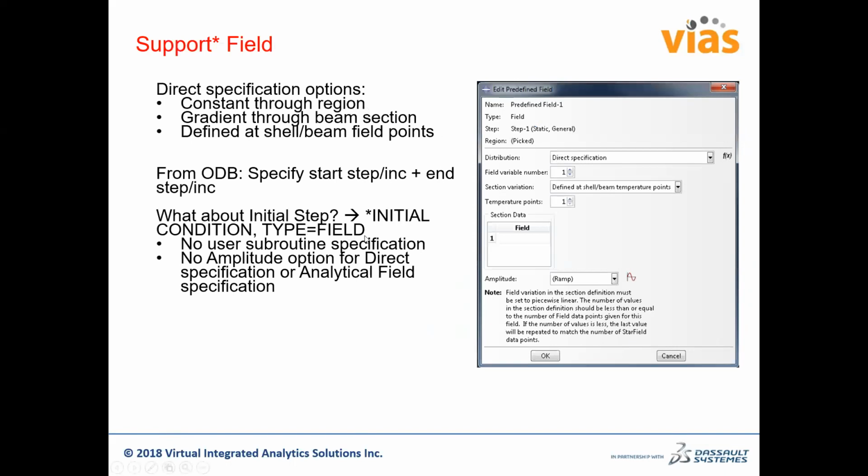About the initial condition, you cannot use subroutine specification, and you cannot use the amplitude option for direct specification or analytical field. So the initial condition has to be a fixed value, or a certain value from an ODB. But of course, you can always change this in the history or in the analysis steps as you define those steps.